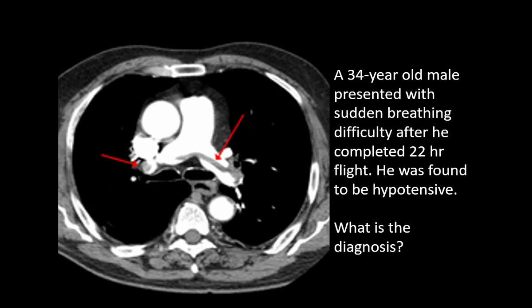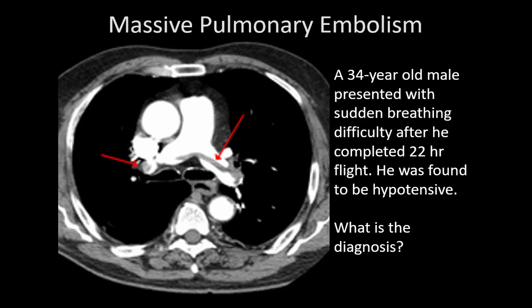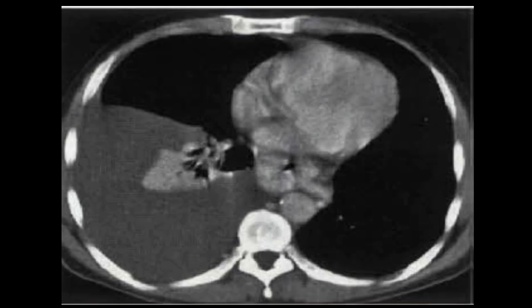A 35-year-old male presented with sudden breathing difficulty after he completed a 22-hour flight. He was found to be hypotensive. What is the diagnosis? Yeah, you can see filling defects in both the pulmonary trunk. So this is pulmonary embolism with hemodynamic instability. The management? Thrombolysis. What do you see here?